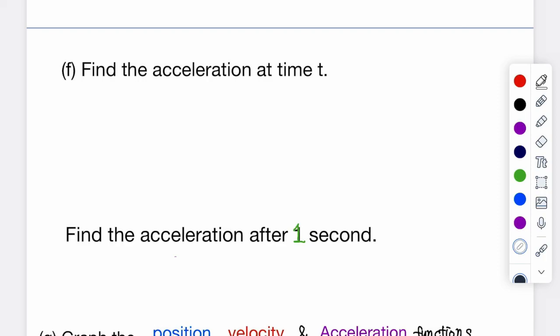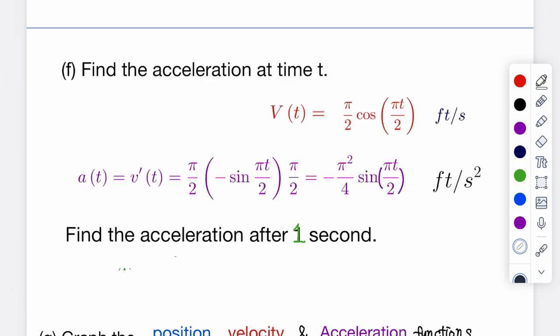Next question. Find the acceleration at time t. Now we've got the velocity function. Acceleration is the derivative of the velocity function. So differentiate this with respect to t. The derivative of cosine is negative sine. So we get negative sine of pi t divided by 2. And then here we have the pi over 2 here.